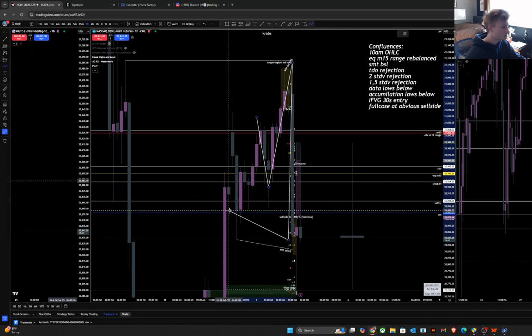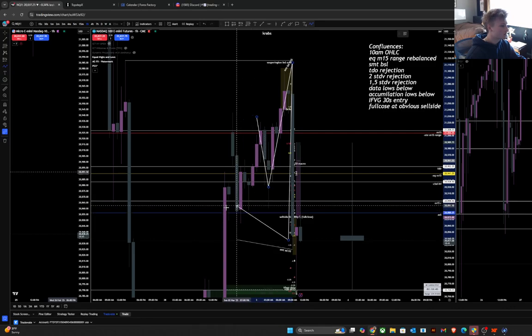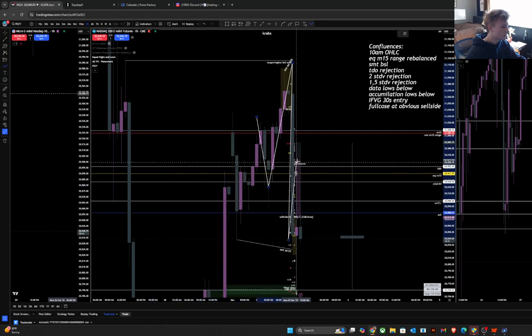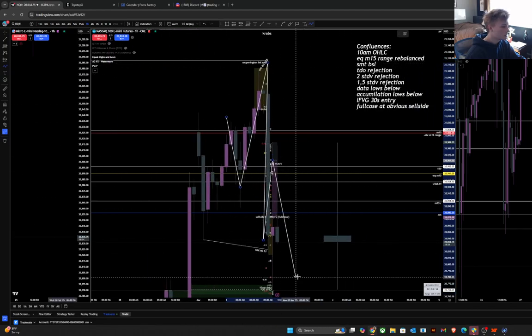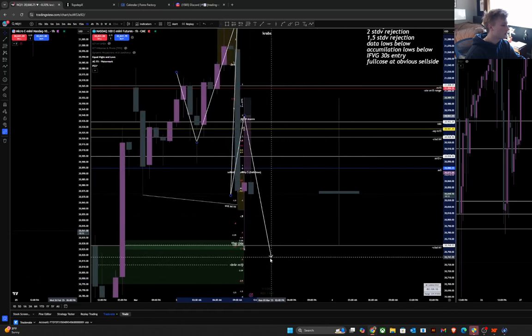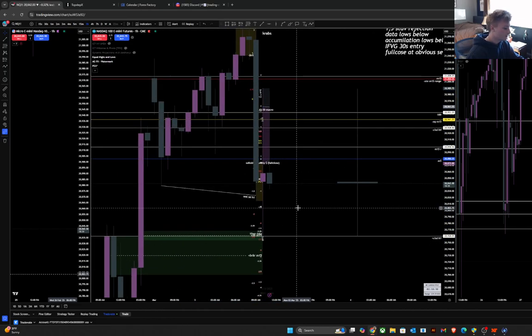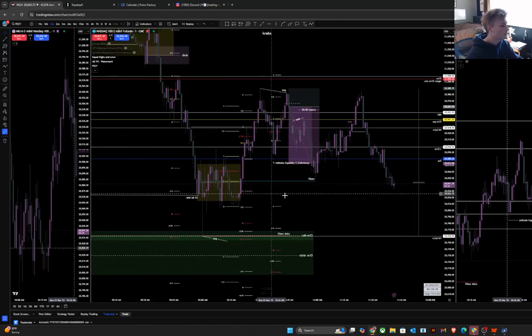Displaced down, closed below, shifted structure here below the bodies of this candle. So once we retraced higher into this bearish breaker right here, high, low, higher high, took out liquidity, SMT at these highs. I wanted to see us run lower towards data low, the 10 a.m. data low. And this was also aligned with the 4-hour power 3.